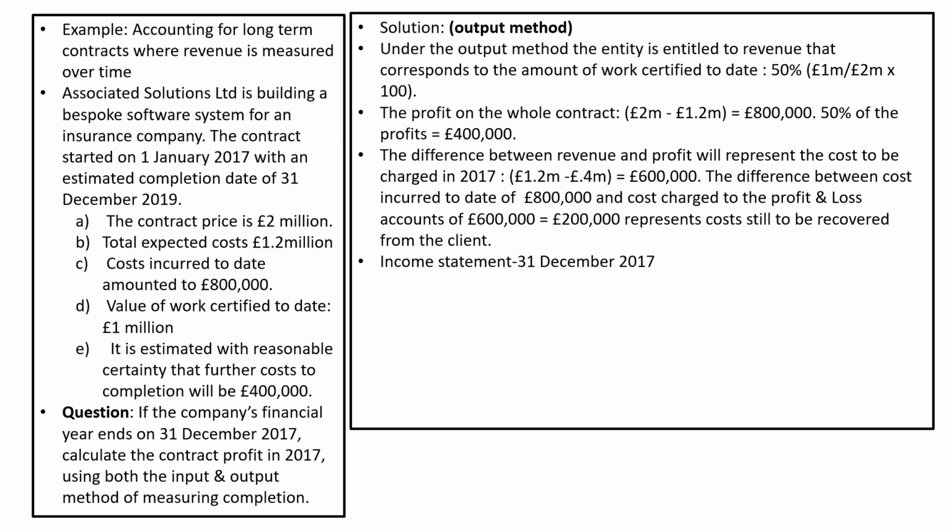So let's input all these figures to the income statement and see how we work out the profit. So revenue is 1 million, that represents the work certified to date. The cost of the contract based on the output method that can be charged to 31st of December 2017 is 0.6 million, and the profit to date is 0.4 million.